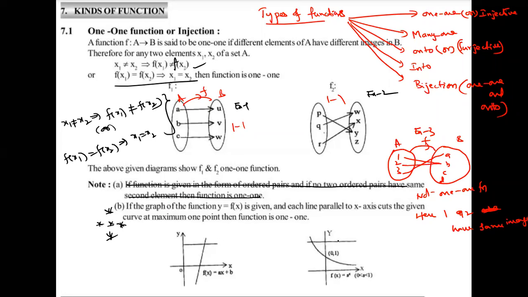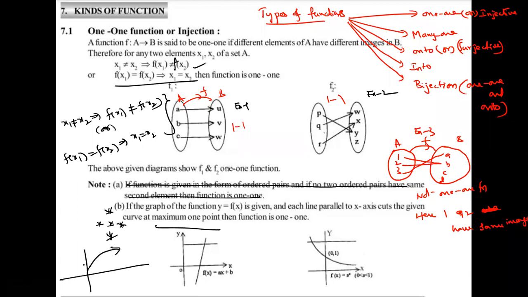What is the case? One graph is there. Draw a line parallel to the x-axis. If it meets the curve at most at 1 point, then the function is called one-one. Dear students, see, one graph is there like this only.